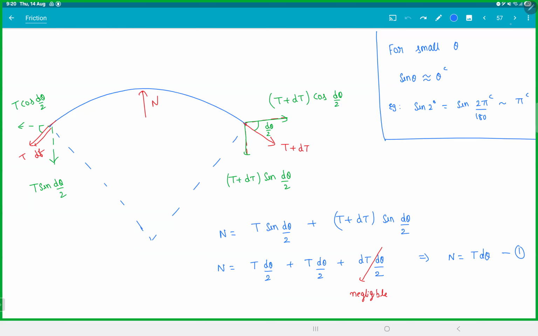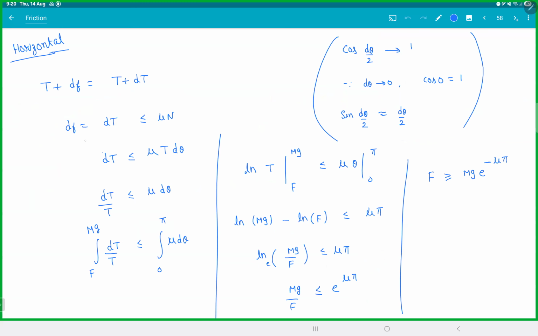From here, we got the normal reaction. Then we got from here friction is dT, but we know friction must be less than or equal to mu N, because it need not be maximum. And then we substitute it, and then it is math. This is one part of the value.